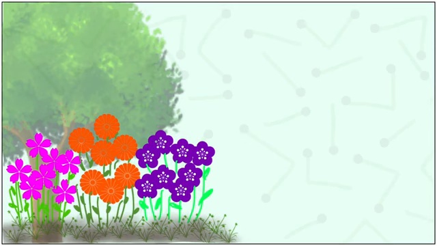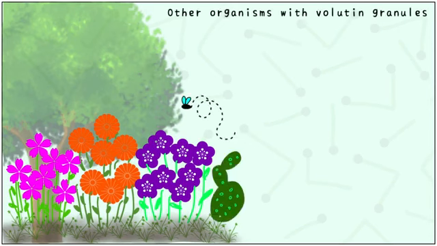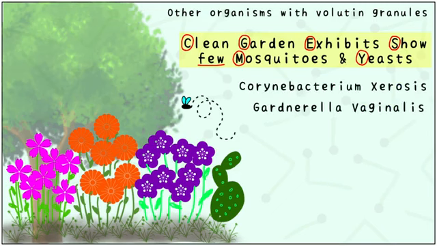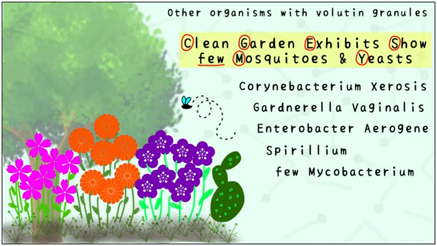We have a fun mnemonic to help you remember other organisms that have volutin bodies. Clean garden exhibits show few mosquitoes and yeast, where each letter stands for Corynebacterium xerosis, Gardnerella vaginalis, Enterobacter aerogenes, Spirillum, few Mycobacterium, and few yeast.